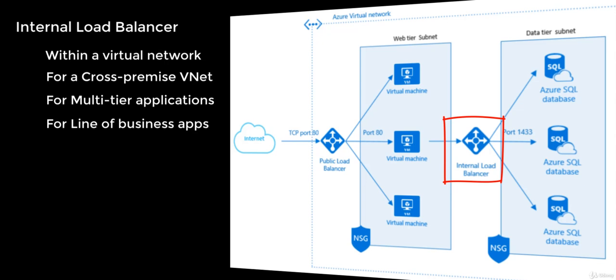Now, this scenario includes on premise servers that are in the set of computers whose traffic is load balanced. A public load balancer could be placed in front of the internal load balancer to create a multi tier application. Let's take a look at different characteristics of the load balancer in the next lesson.